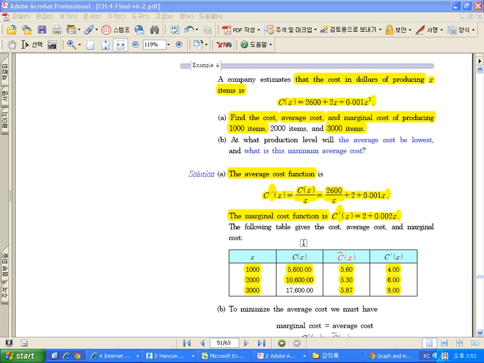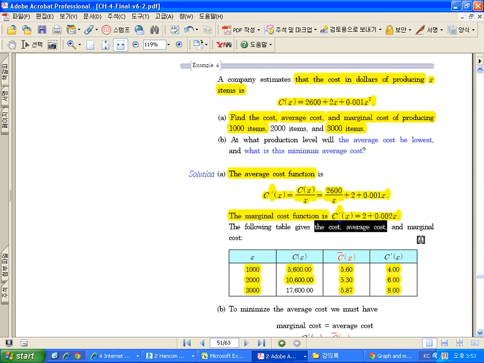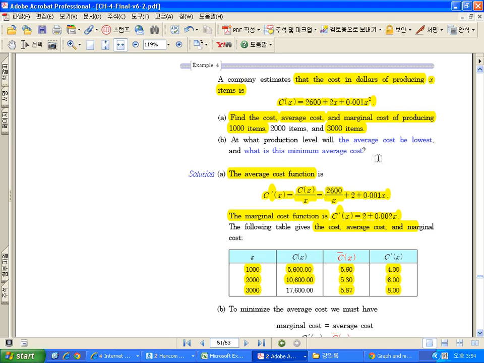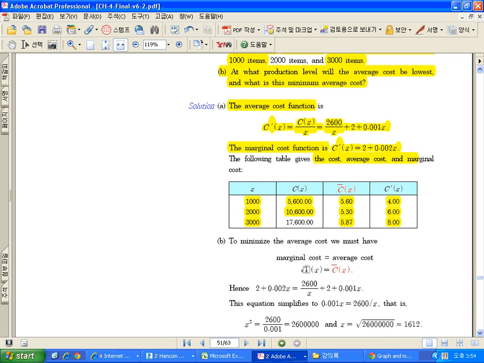Okay, so next problem. We have made a table on total cost, average cost, and marginal cost. Second problem: at what production level will the average cost be lowest? And what is this minimum average cost? What to do? As we just said, marginal cost is the same as average cost, which says C prime of X is equal to C bar of X. So let the left-hand side be C prime of X, which is marginal cost, and the right-hand side be the average cost, C bar of X.